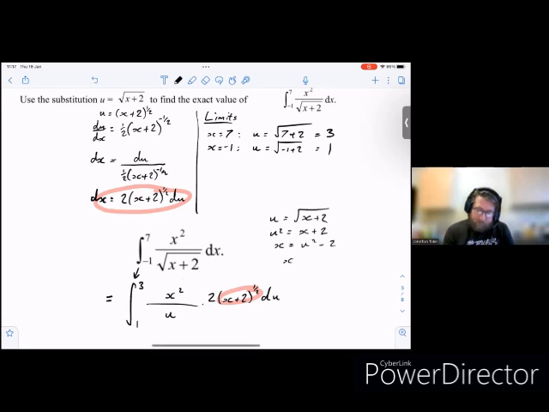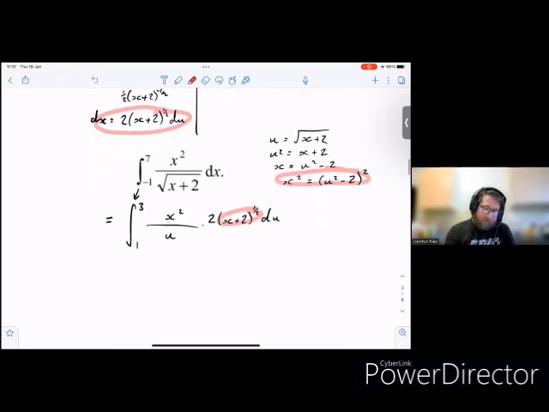So x squared is u squared minus 2 all squared. Okay. So now we could get the final integral with everything replaced with u's. 1 to 3, x squared is u squared minus 2 squared. This is over u. And this is multiplied by 2u du. Right, brilliant. Everything's got u's in it.